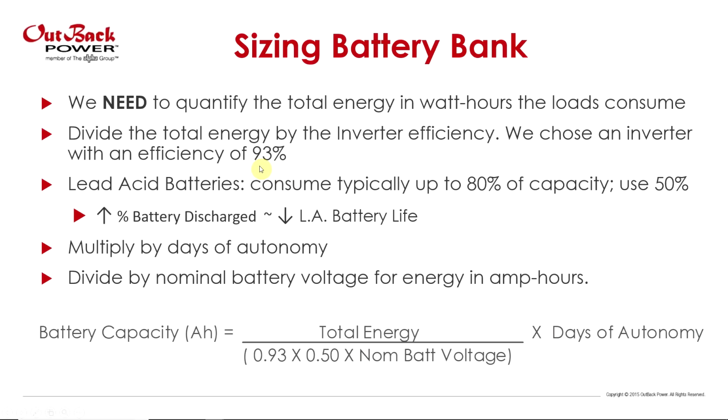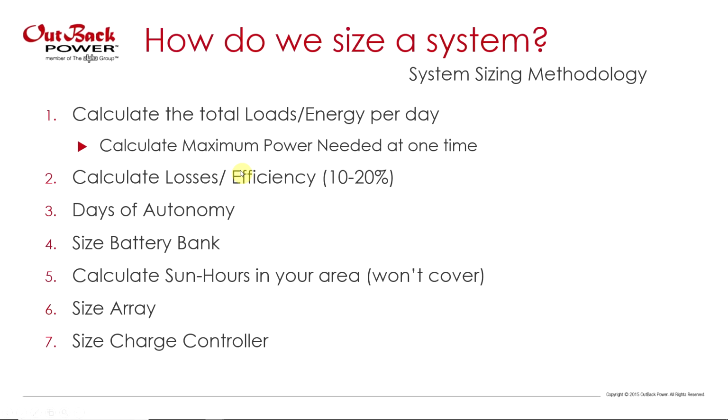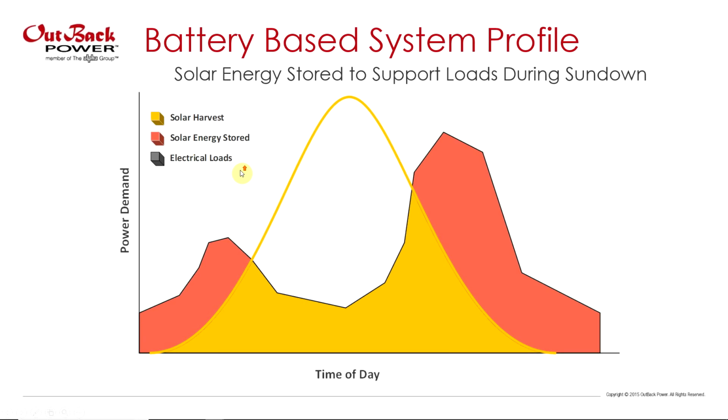So we're going to choose the inverter with 93% efficiency. And let me explain why we're using 93% and not our 81%. Let's go back up to our diagram.